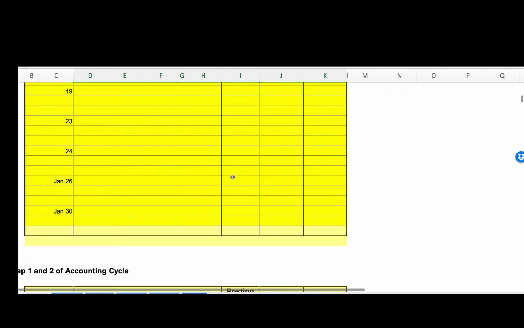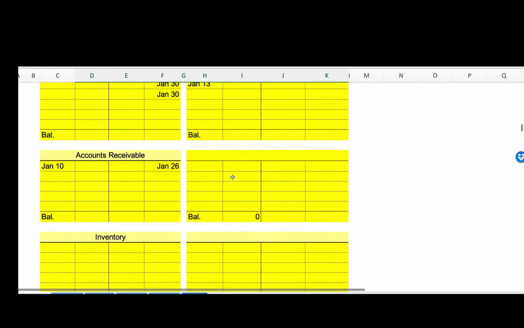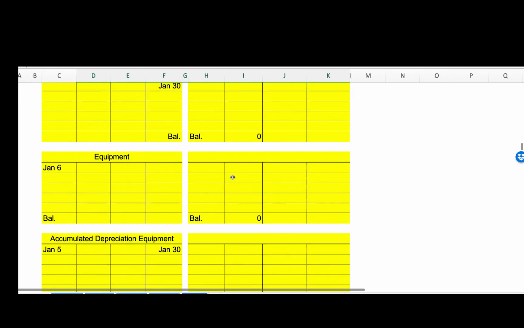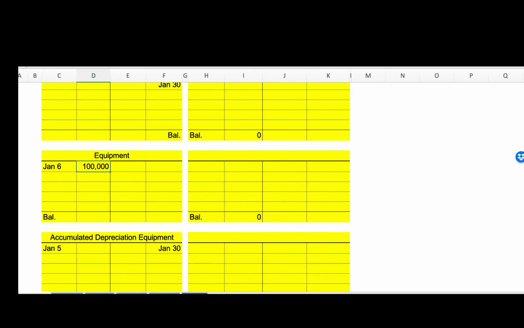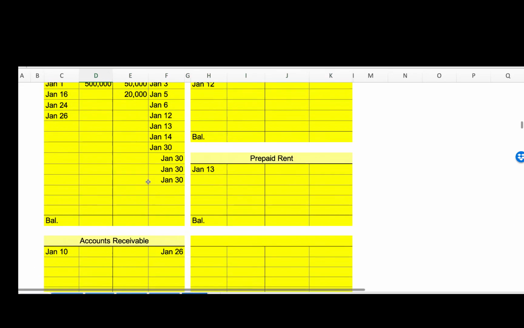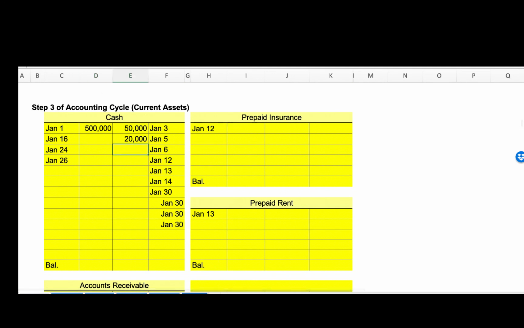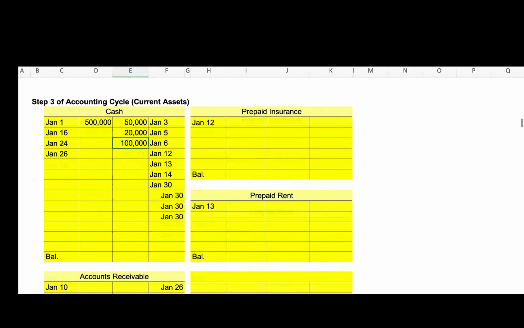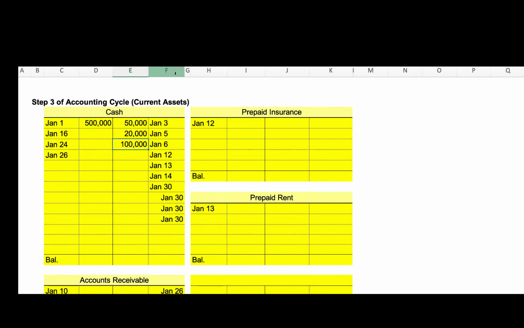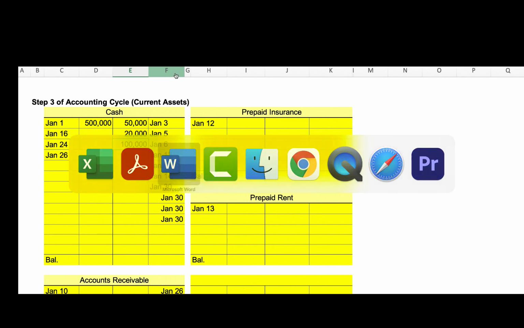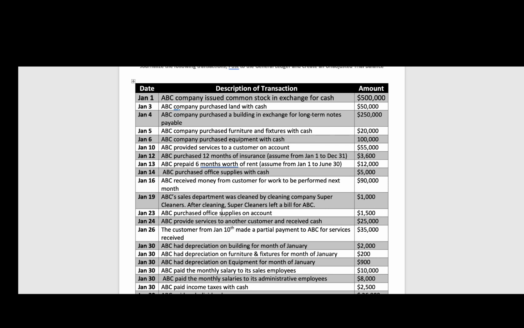And I'm going to post this. I'm going to go down to equipment. I always like to do the debit first, but you can do it differently, however you want. And then I go to the credit for cash for $100,000. Okay, so that's it. So that's the first 5 journal entries, right? And I'll pause here and I'll continue. We stopped here, purchase equipment and cash, January 6th, and I'll come back in the next video and I'll continue with the next 5.